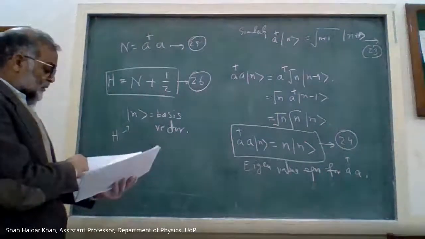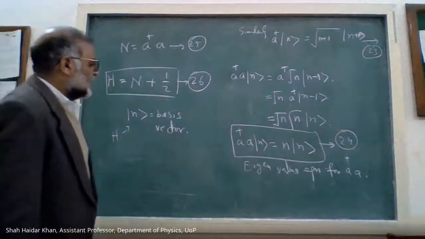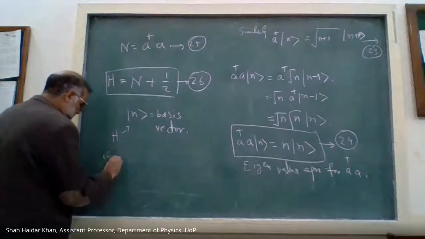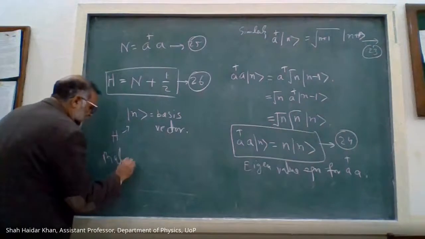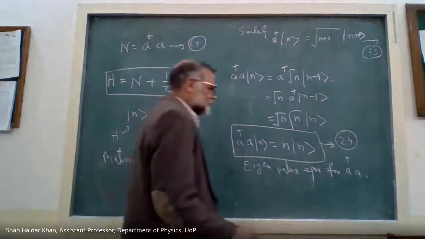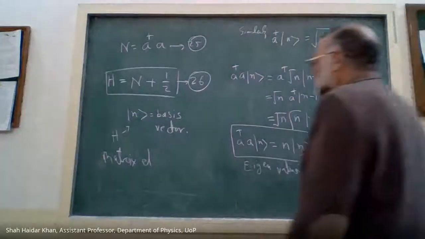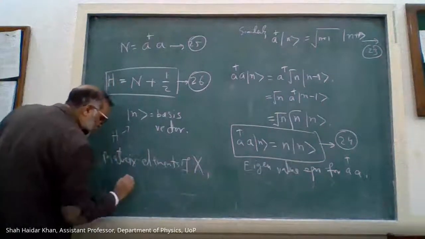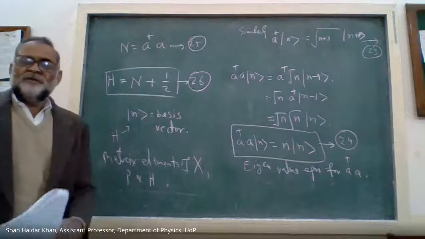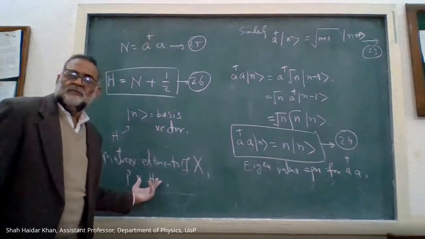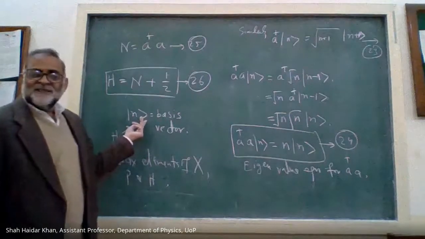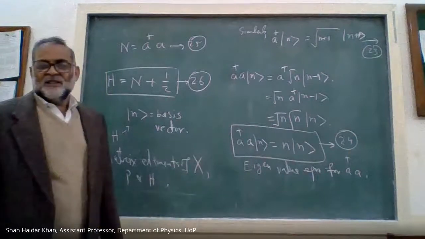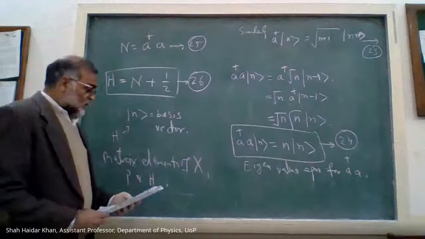To find the matrix elements, let us do it next time: how to find the matrix elements of X and P, and we will find those matrices with the help of the number states. We got the space now. We have it using just these operators. So let us do it next time.